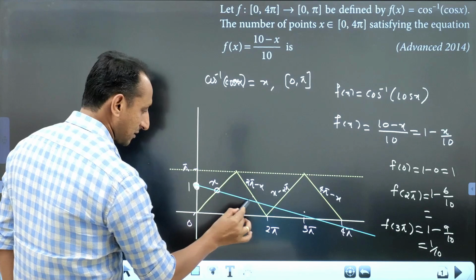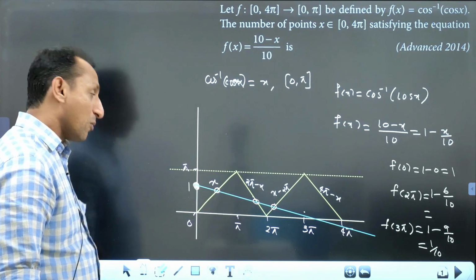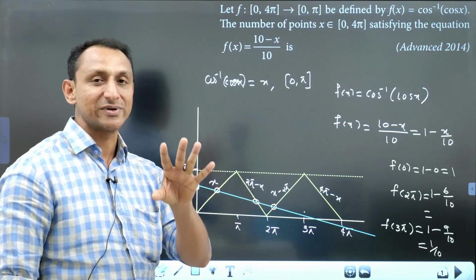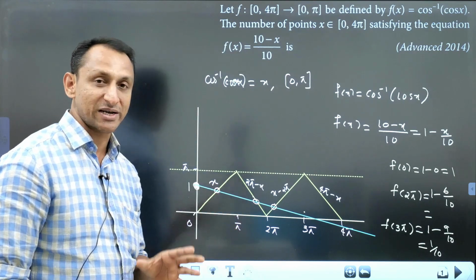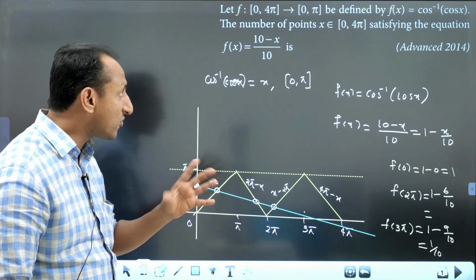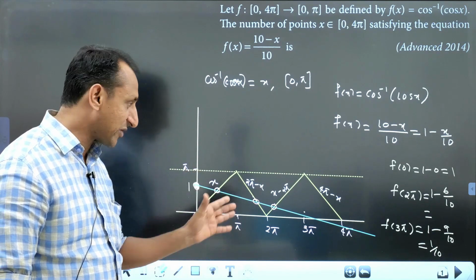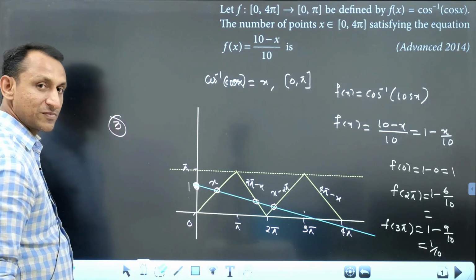1, 2, 3. Points of intersection of this green and blue graph is 3. 3 points these two graphs intersect. So number of points, number of solutions satisfying these two equations becomes 3.